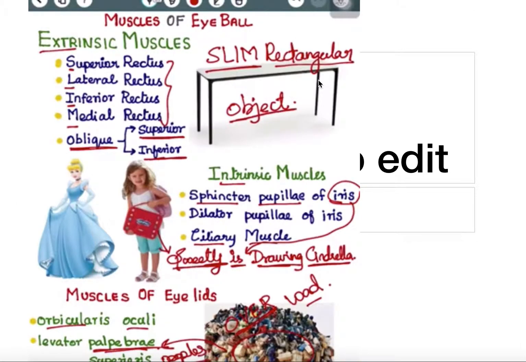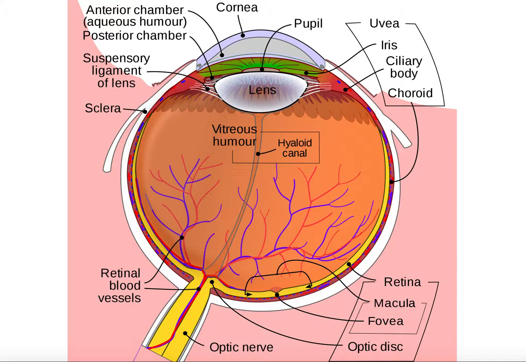Muscles of the eyeball. I got this from another YouTube video, which you can definitely check out because it has quite useful mnemonics. The extrinsic muscles can be remembered by slim rectangular object: superior, lateral, inferior, and medial. Superior rectus, lateral rectus, inferior rectus, and medial rectus. Rectangular reminds you of rectus, and object reminds you of oblique, superior and inferior. Now we have intrinsic muscles. Remember, Sweetie is drawing Cinderella: sphincter pupillae of the iris, dilator pupillae of the iris, and ciliary muscles.